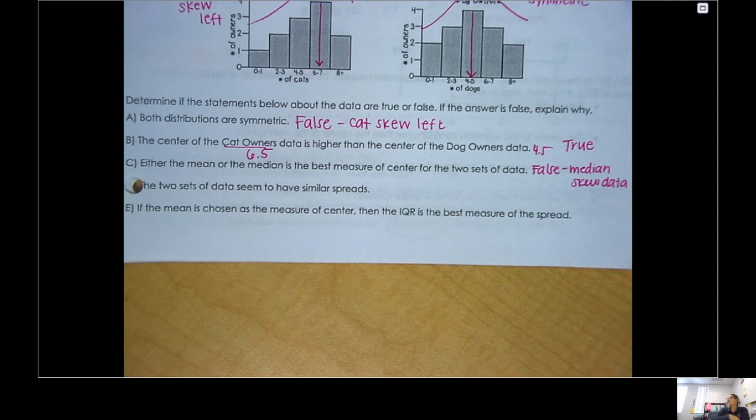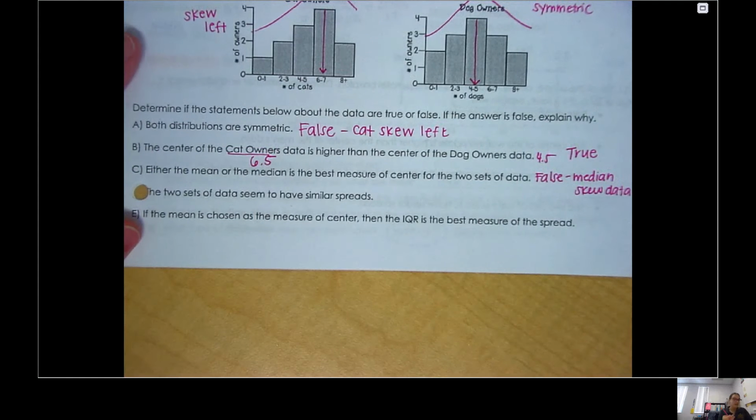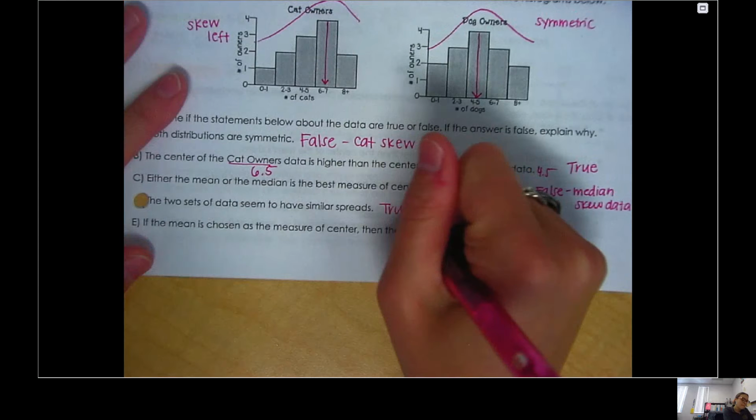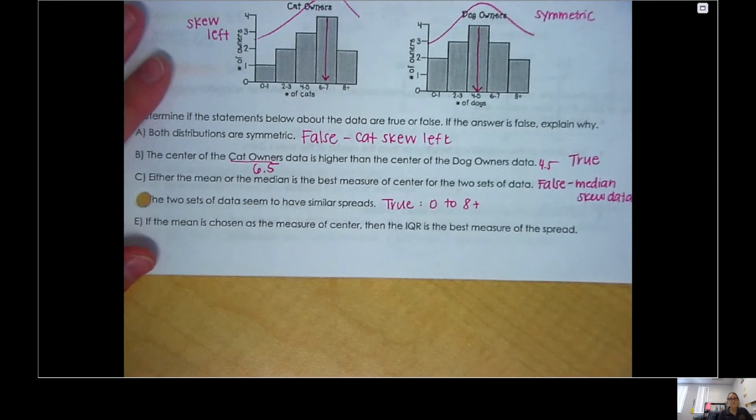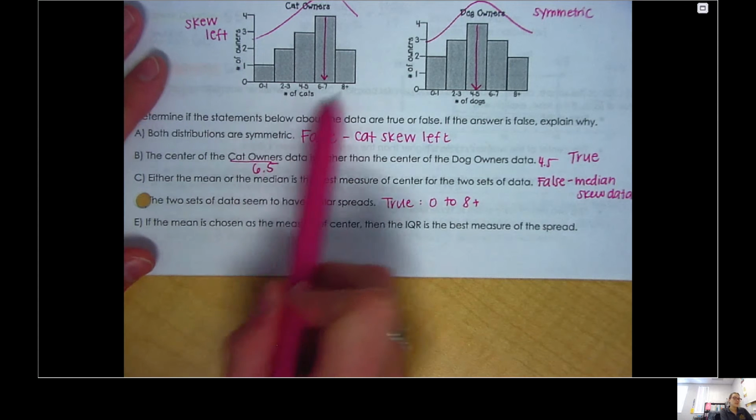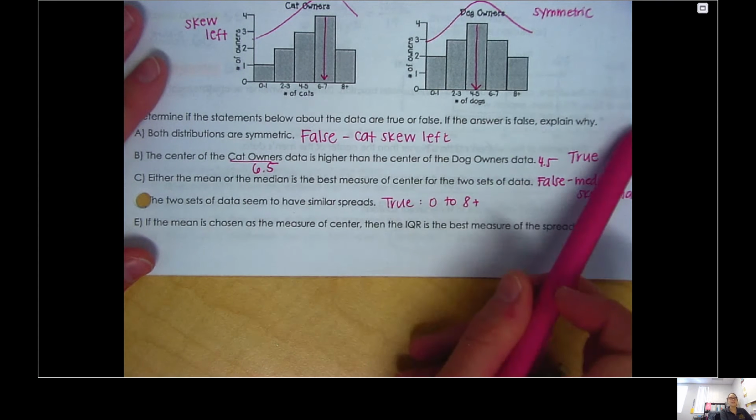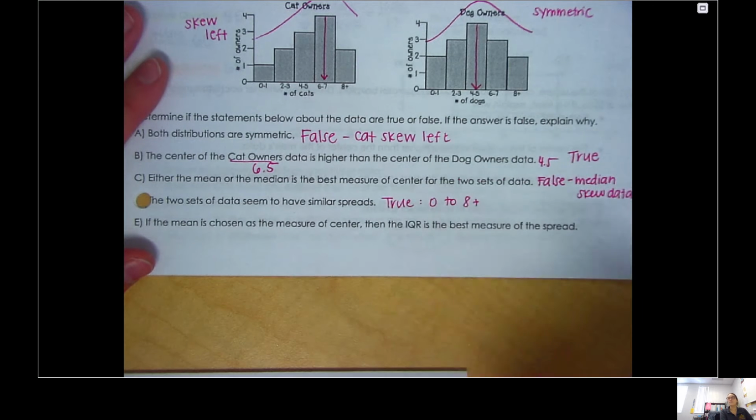That's true. The spread is you take the largest number minus the smallest number, which is 8 minus 0. Yes, the spreads are the same. They go to the same numbers. So the spreads are about the same. This is true. 0 to 8 for both of them. So this distance from here to here is about the same from here to here. You don't have one that's like 23 for dogs and 8 for cats.